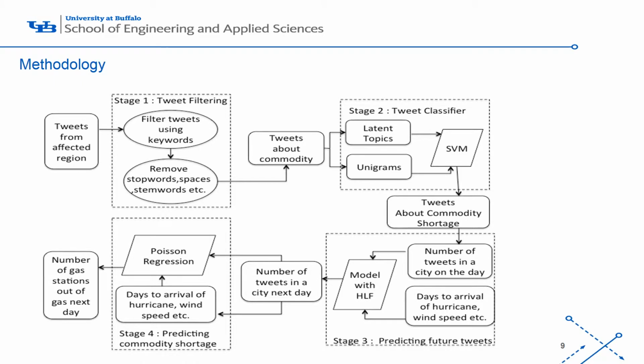Then we went to stage three, which was predicting future tweets that might be about gas shortage, which basically worked on the premise of the tweets being through some type of Poisson process and then predicting the future tweets. And then this gives us a number of tweets in a city for the next day. And then we use this for predicting commodity shortage using Poisson regression. And this finally gives us what we need: a number of gas stations out of gas the next day.